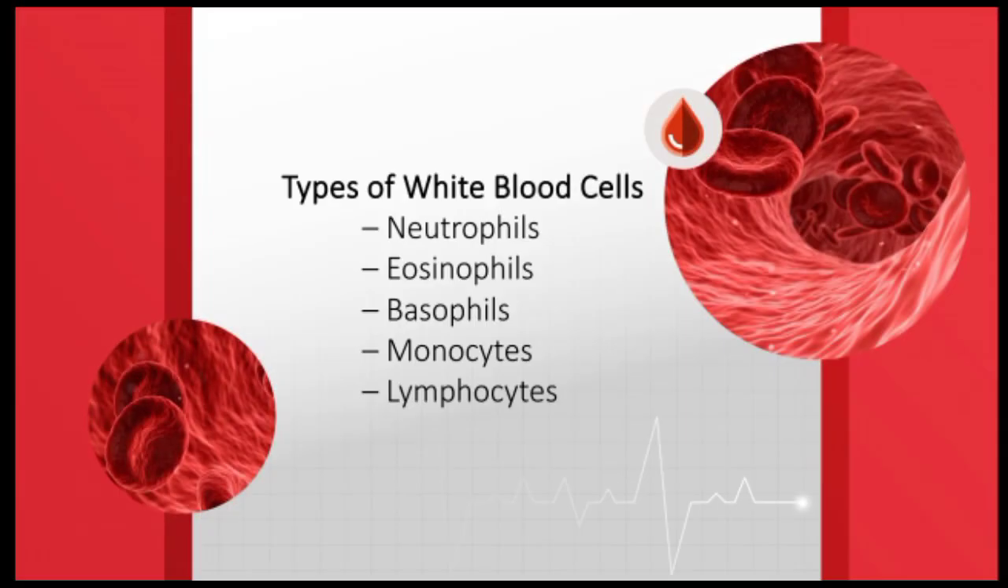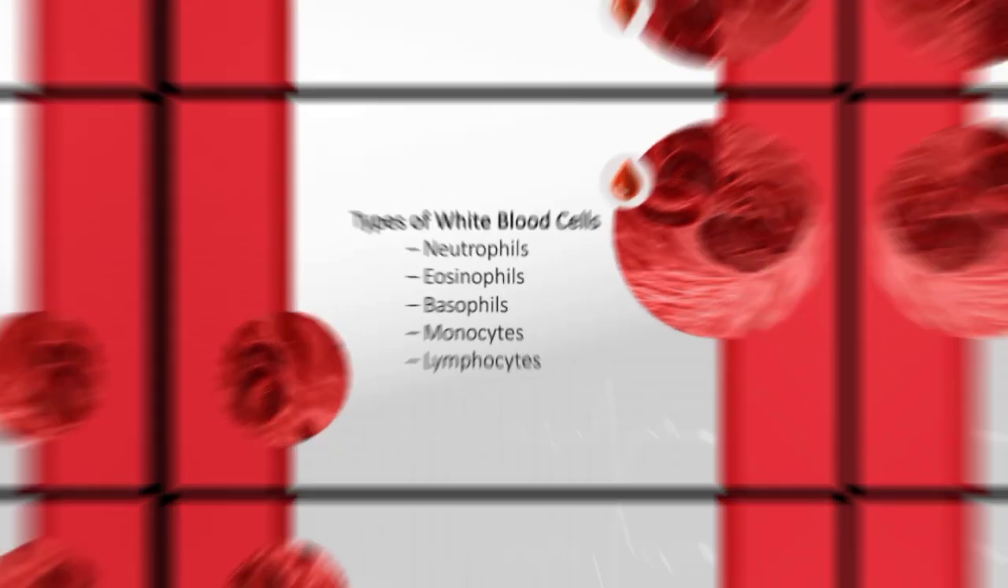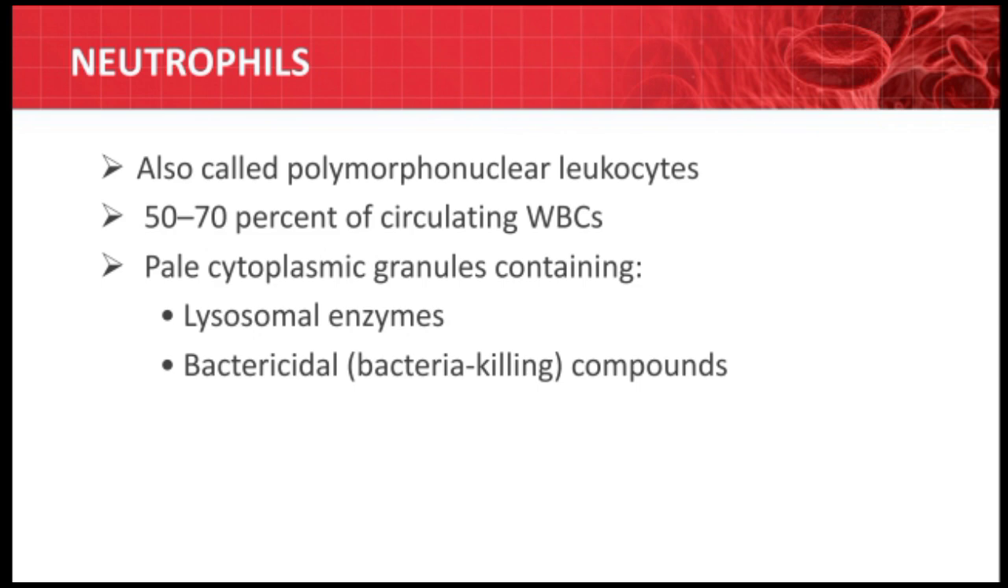Types of white blood cells: the neutrophils, eosinophils, basophils, monocytes, and lymphocytes. Neutrophils of white blood cells. Neutrophils, also called polymorphonuclear leukocytes, make up 50 to 70% of circulating white blood cells and have pale cytoplasmic granules containing lysosomal enzymes and bactericidal, or bacteria-killing, compounds.